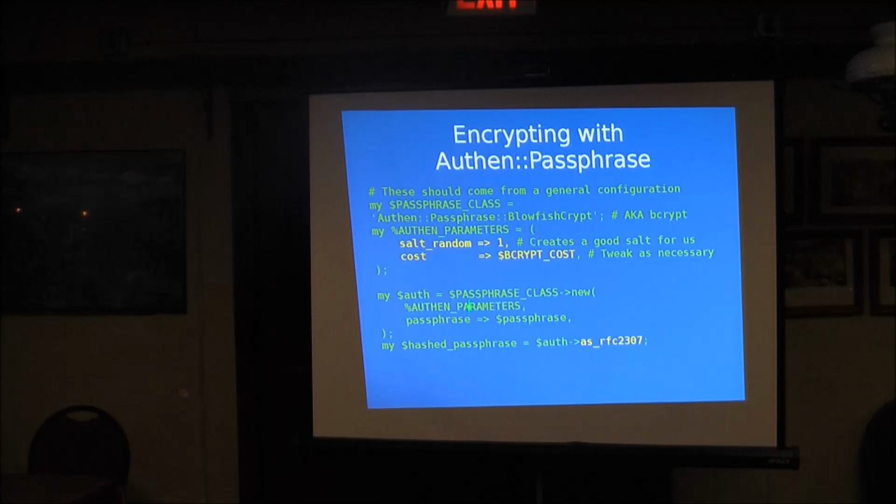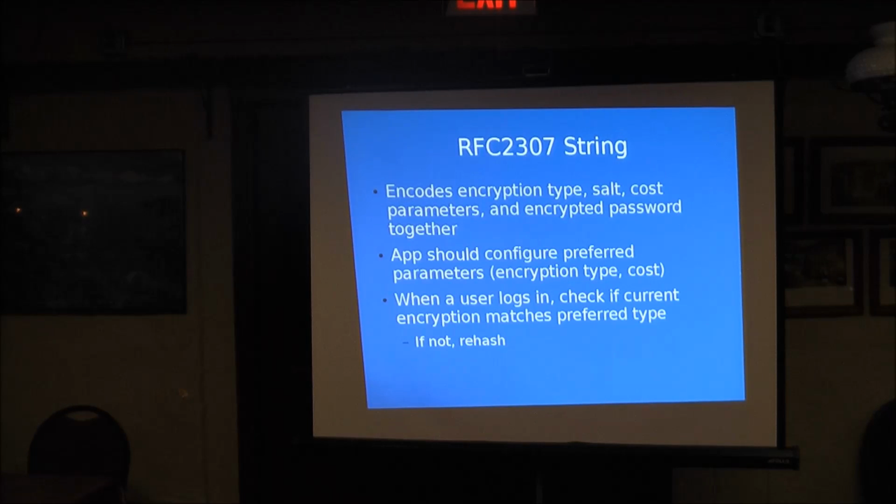And then down here, the interface, again, is pretty straightforward. We just call the constructor with those parameters and whatever passphrase it was the user gave to us. Down here we have this as RFC 2307. And this is what allows us to change things up very easily. Within that string, that RFC defines a way to encode everything together into one string. So that will include the salt, the cost parameters, any other weird parameters that whatever thing comes out in the future will have, and the encrypted password in there as well.